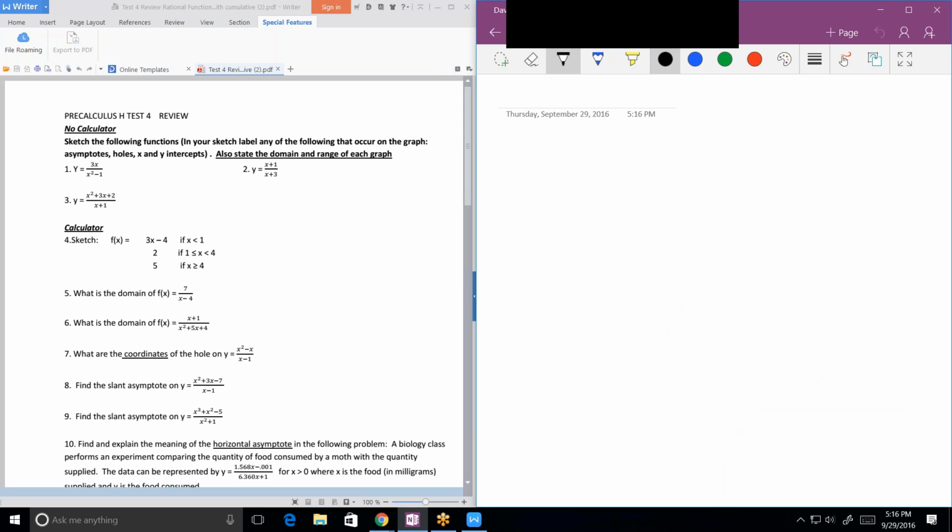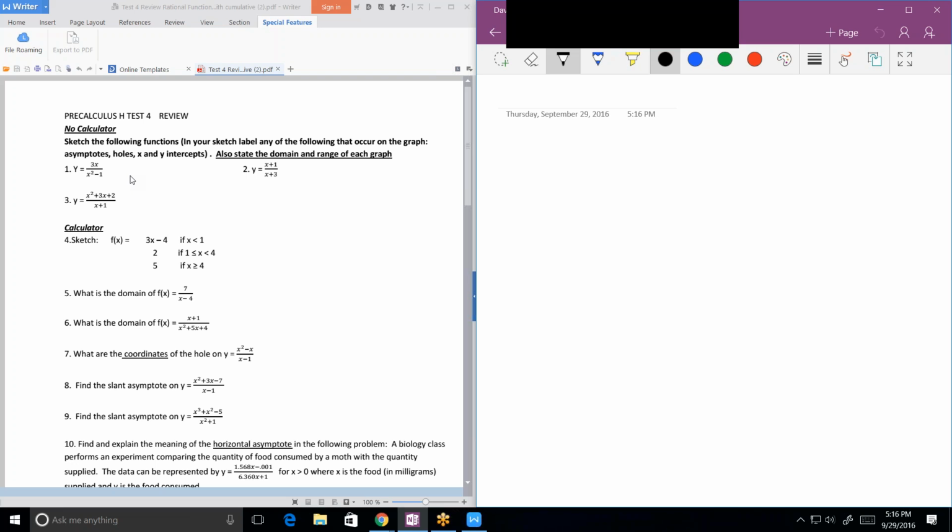It said state the domain and range of each graph. I forgot to do that. We may have to go back and do that. But are you good with domain and range? What does domain mean? What's the domain of the first function? Let's do it while we're thinking of it. Would it just be everything minus the vertical asymptote? The vertical asymptotes were at ±1. So it's all real numbers except for x cannot be equal to ±1.